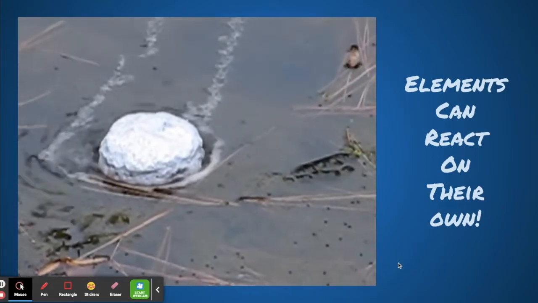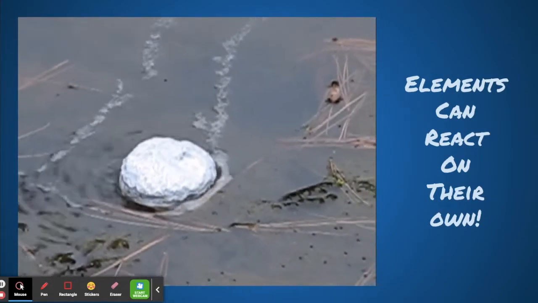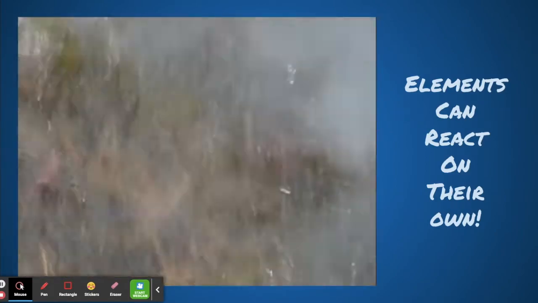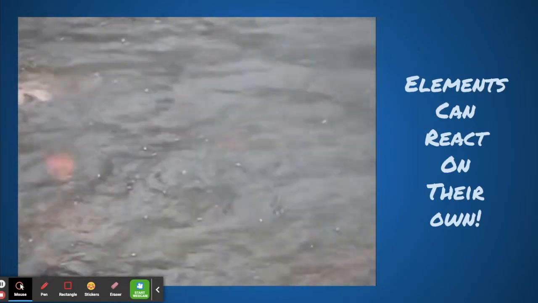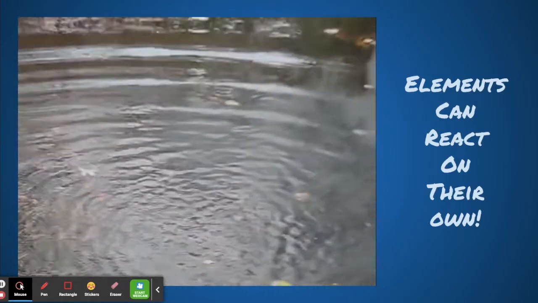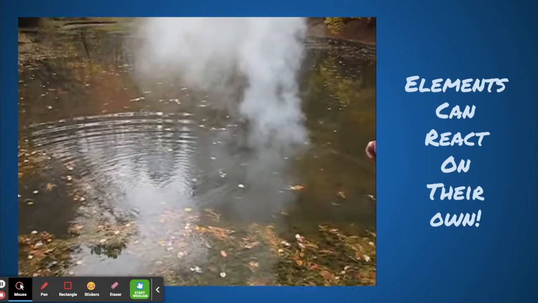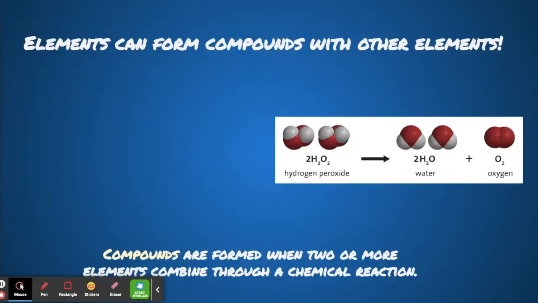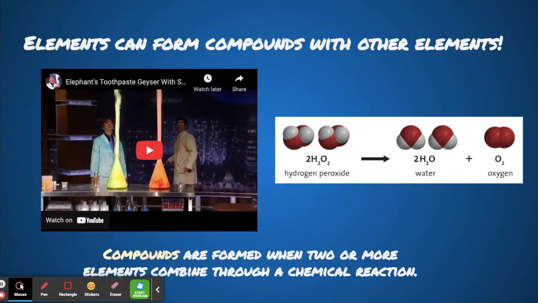So this is sodium in this video, and it's raw sodium, like this big raw chunk of it. You've probably seen videos of this before, but yeah, it's explosive if you put it in water, and so that shows you that some of these elements are very reactive even on their own. Elements can also combine to form compounds with other elements. And here's an example of that.